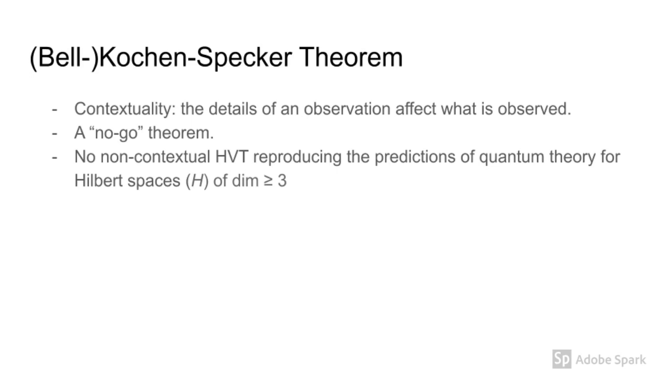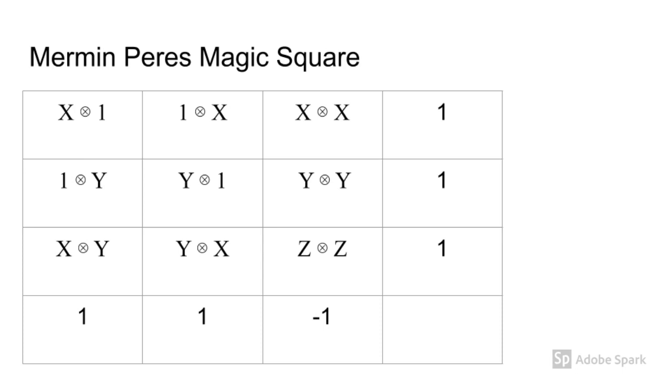It is a no-go theorem, meaning that a certain situation is physically not possible. The theorem states that no non-contextual hidden variable model can reproduce the predictions of quantum theory when the dimension of the Hilbert space is 3 or more. In order to prove the contextuality of the theorem, we have used the Mermin-Peres magic square.